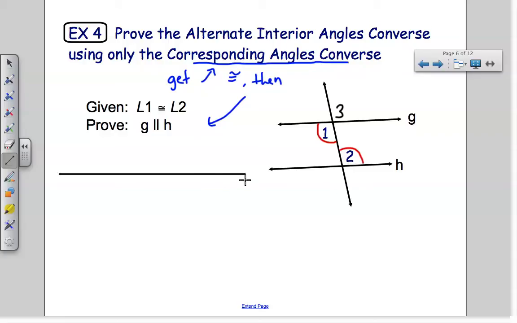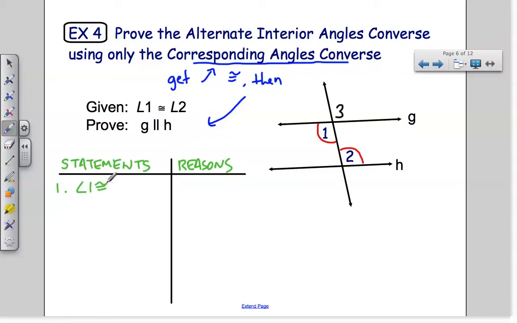I'm going to set up this proof here. So we'll do our statements and reasons, another 2-column proof today. We're going to look at a new type of proof tomorrow. We always start with what we're given. We were given that angle 1 was congruent to angle 2. Remember, I'm trying to prove that these lines, G and H, are parallel. So I have to get some corresponding angles congruent. Alright, we're given angle 1 and 2 are congruent.